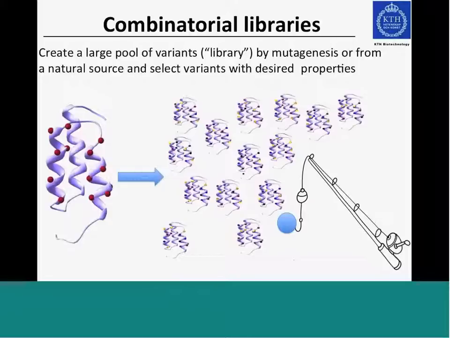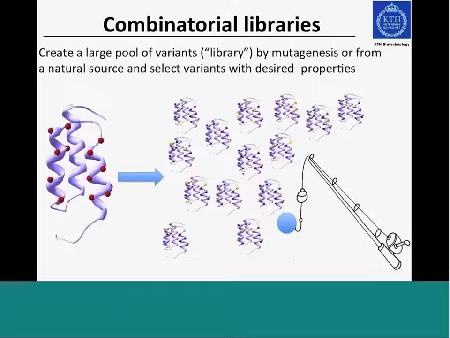So the main idea is that you start from a protein, in this case a small protein domain shown to the left. You identify positions in this domain that you would like to target for mutagenesis. And then you do this mutagenesis by some laboratory means, and this provides something we call a library, which is a large pool of different variants represented by all the smaller proteins in the middle. And then you would like to select a member of the library having some desired property.